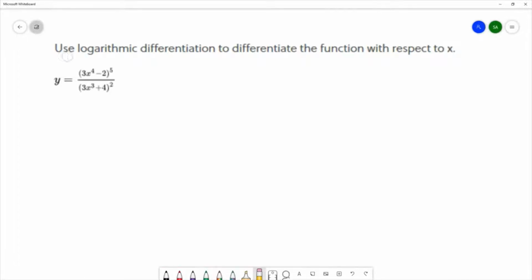In this question, we want to find the derivative of this function using logarithmic differentiation. Our function is y equals (3x^4 - 2)^5 over (3x^3 + 4)^2. Now, the reason why we might want to use logarithmic differentiation is because the function that we have is a little bit complicated.